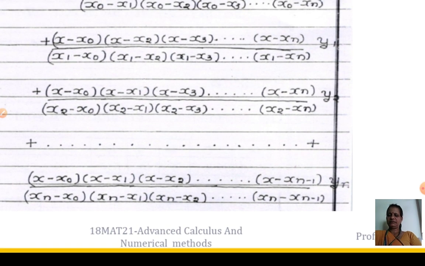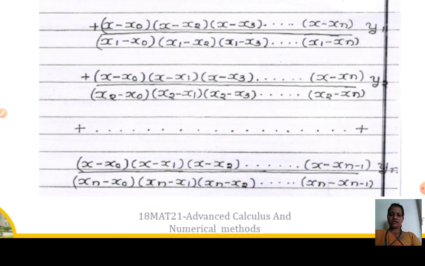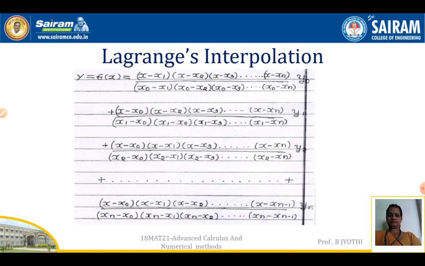The last term will be x minus x0, x minus x1, etc., up to x minus xn minus 1. That means xn will not be there. So the denominator is xn minus x0, xn minus x1, etc., and yn we will be having.